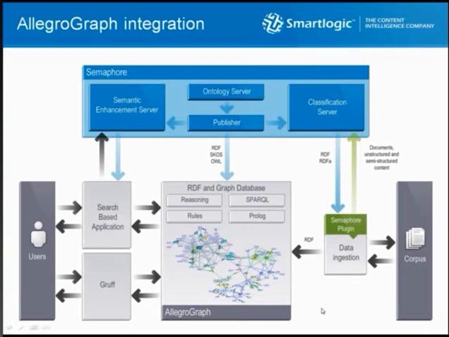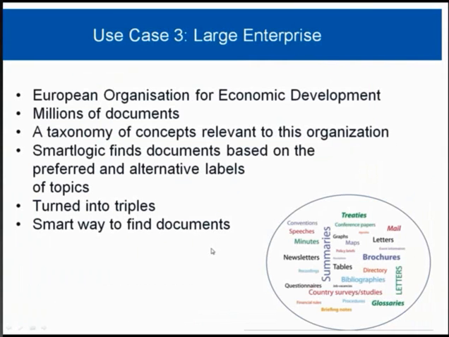So here's a picture of this new integration of AllegroGraph and Smart Logic. So here is the product called Semaphore, which has this ontology server, a search engine, and a classification server. And everything is now exported or imported in and from AllegroGraph. So you can have a bunch of text. It goes through their engine, and out come triples. And now you can apply your rules, your reasoning, SPARQL, Prolog, or whatever you want, yeah, and do your analytics. So we have applied that in several projects.